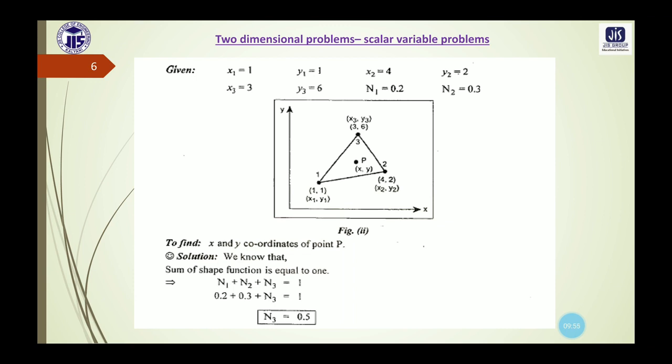Now first we need to find the value of the shape function n3, as the values of the shape function n1 and n2, these are given as 0.2 and 0.3. So we can use the relation in between the three different shape functions, that is n1 plus n2 plus n3, this is equals to 1. Now if we put the value of n1 and n2 here, then we can write that n3 is equal to 1 minus 0.2 minus 0.3, which is 0.5. So the value of n3 we are getting here is 0.5.